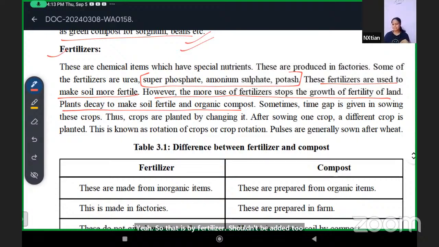Plants decay to make soil fertile and organic compost. Sometimes a time gap is given in sowing these crops. Thus, crops are planted by changing them. After sowing one crop, a different crop is planted. This is known as rotation of crops, or crop rotation.